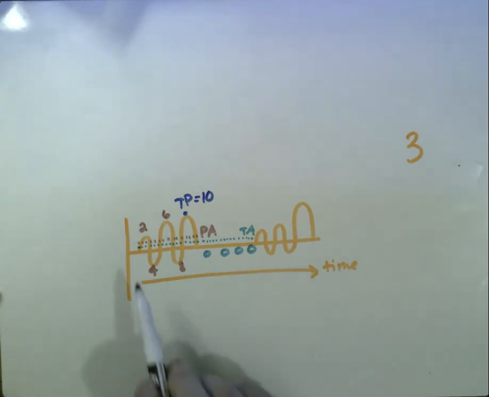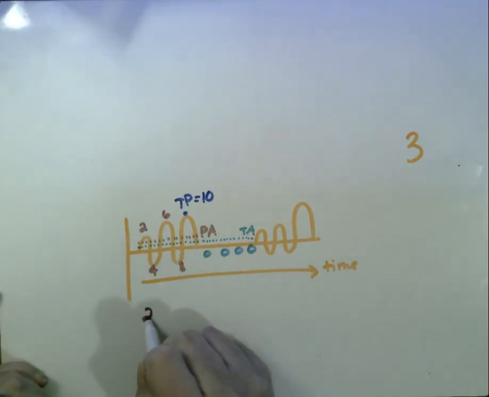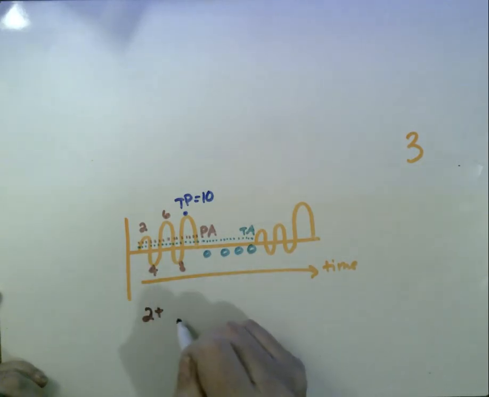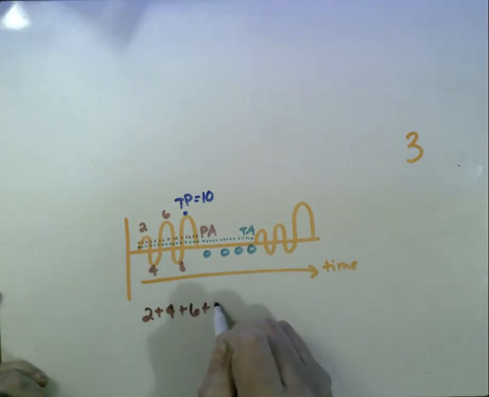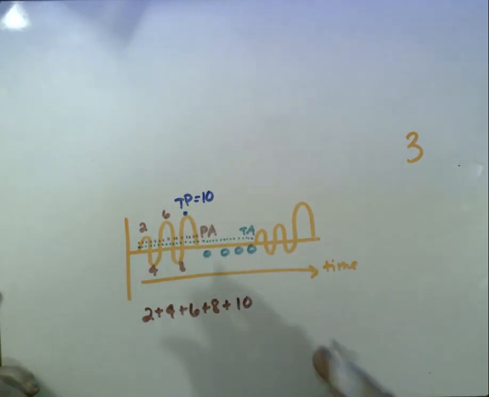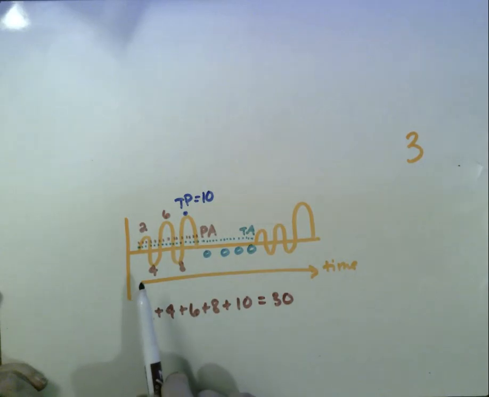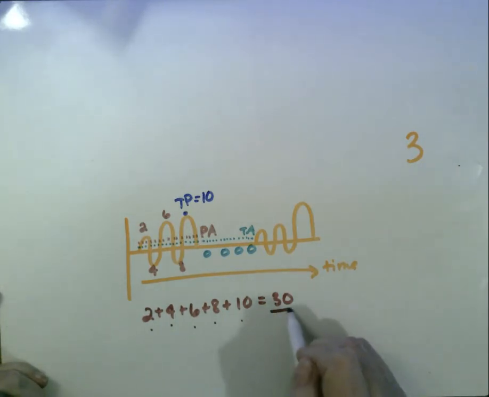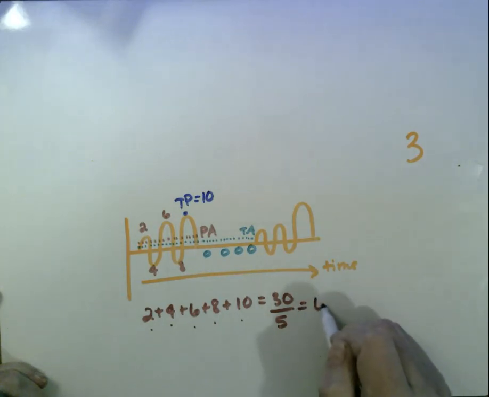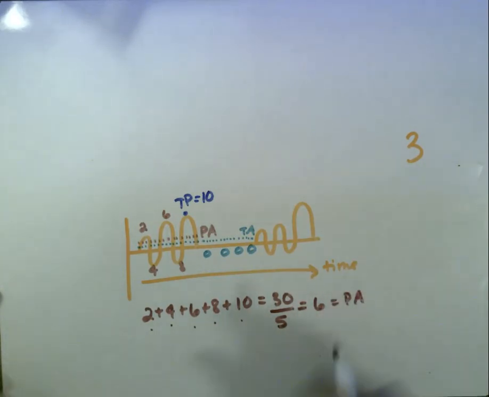So if I said that, we can calculate the pulse average, again, using our generalized numbers. We know to average something, we take the values, so 2 plus 4 plus 6 plus 8, and we'll include that 10 because that's our peak. So 2 plus 4 plus 6 plus 8 plus 10 equals 30, right? And then to get the average, we have to divide by the number of values that we added together. So we added 5 numbers together, 30 divided by 5 equals 6, and that would be our pulse average.